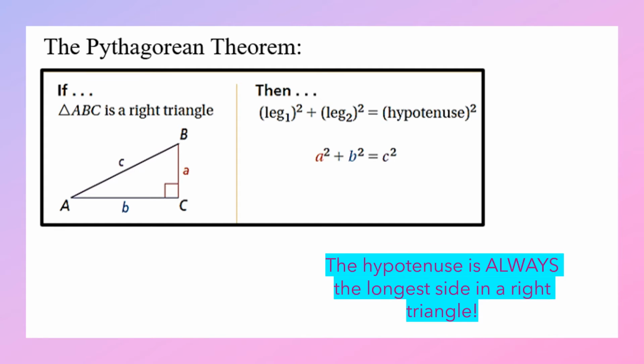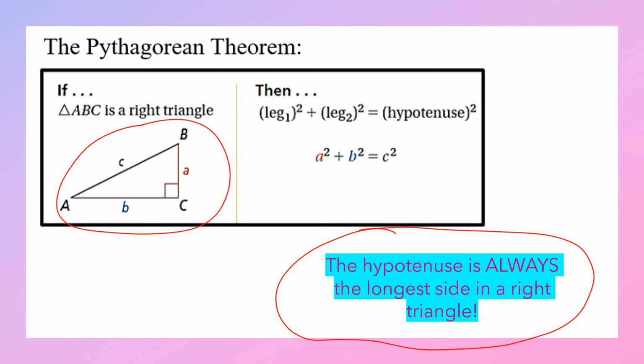The hypotenuse is always the longest side in a right triangle. Definitely write this down somewhere on your notes. You definitely need to write down the Pythagorean theorem, and I would draw this picture here, and then I would use this equation. And again, if I'm going too fast, just pause it.